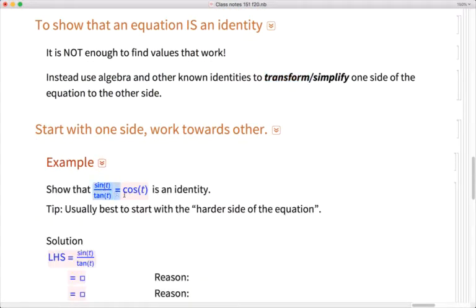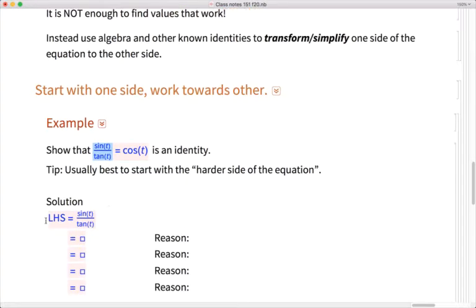So we're going to try to prove that this equation is an identity. That is, that it's true for every value of t. So what we're going to do is start with one side of the equation, the thing that we're trying to show is an identity, and manipulate it, simplify it, transform it until it becomes the other side. As a general rule, it's usually best to start with the side that's more complicated. And here, that's the LHS, the left-hand side. Okay, so we start with the left-hand side, and now we're going to change it.